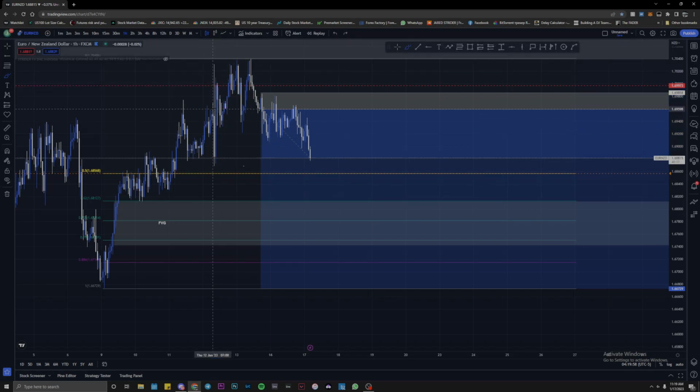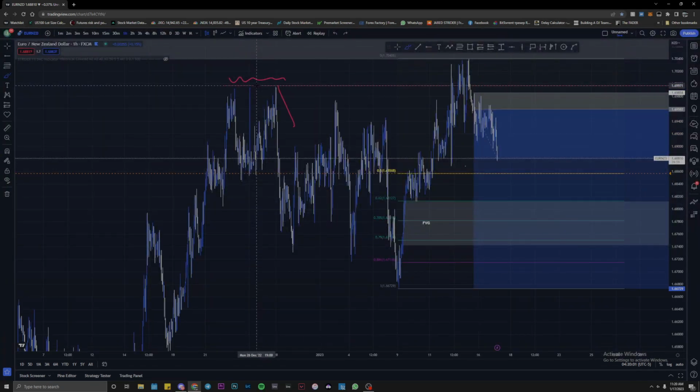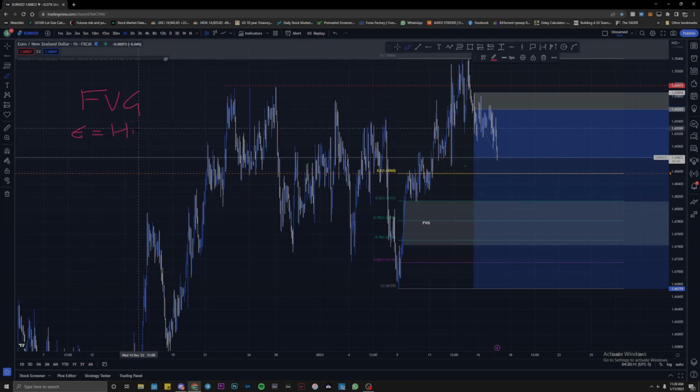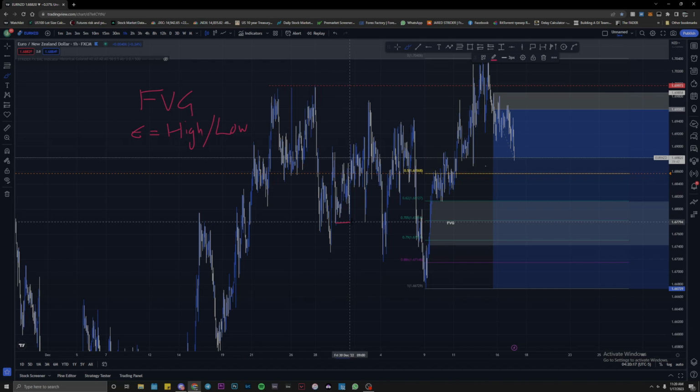So different types of liquidity are fair value gaps and equal highs slash lows in the market. You can see many instances of this where they create equal lows to take liquidity on the downside.